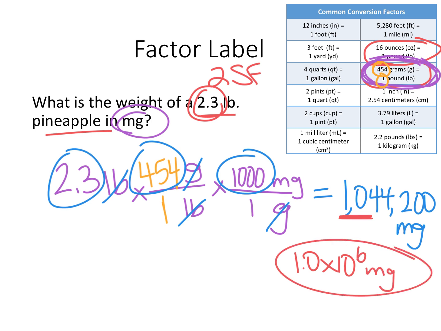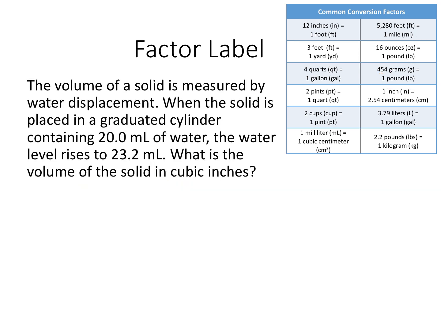All right, let's try another one. The volume of a solid is measured by water displacement. When the solid is placed in a graduated cylinder containing 20 milliliters of water, the water level rises to 23.2 milliliters. What's the volume of the solid in cubic inches?